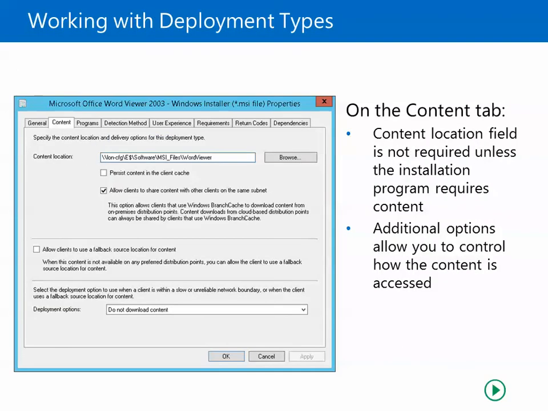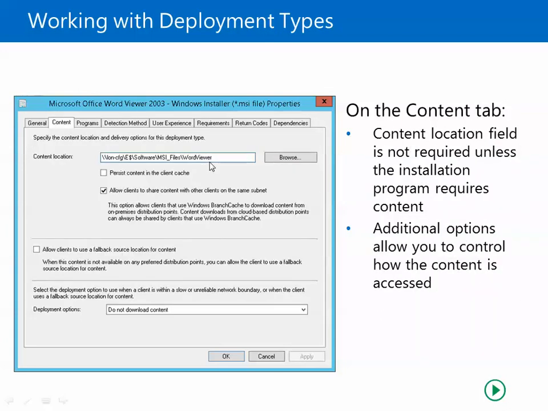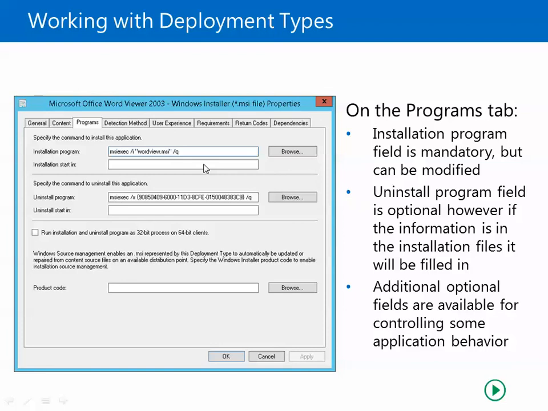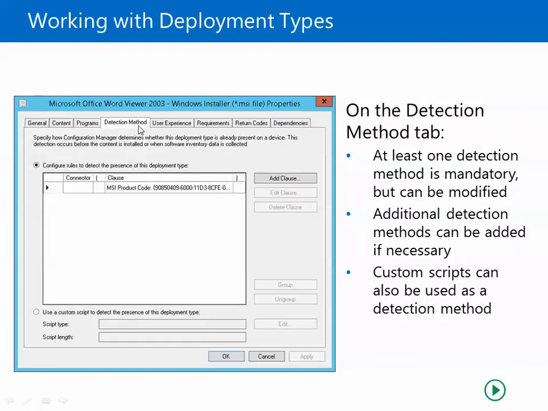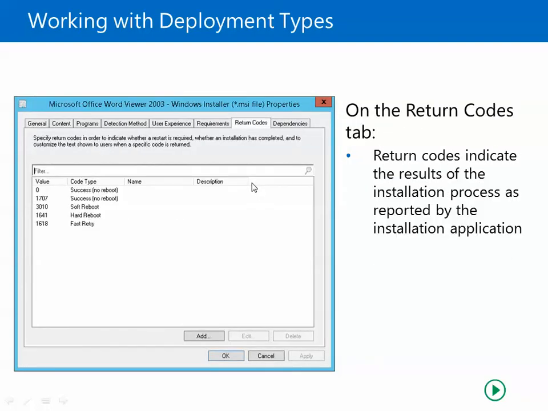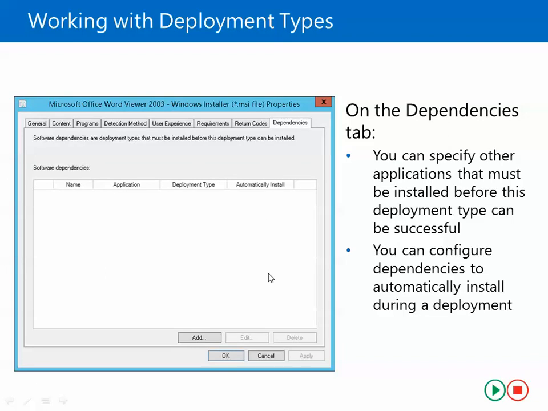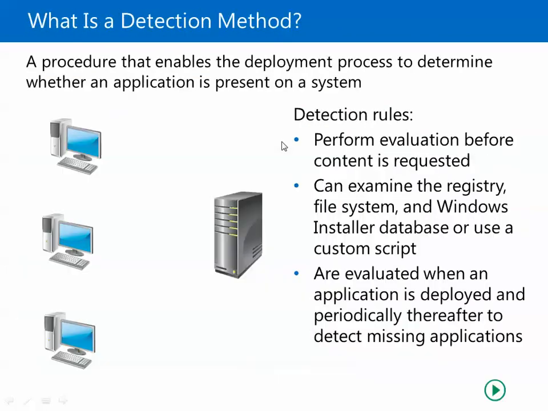Then content: when you distribute, in which DP it is stored, where it is stored. Clear? So these are the different types, like detection method. In the lab we'll discuss all these tabs. You can set the requirements, and dependencies also you can add. All this we'll discuss practically. Clear?